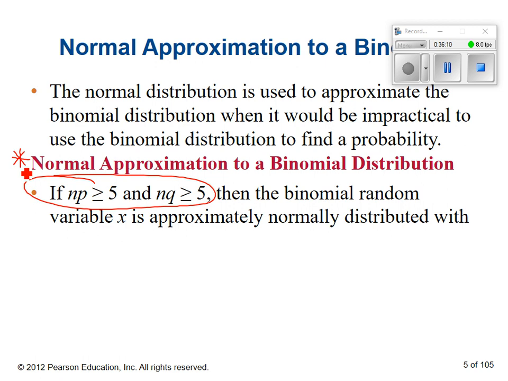If it does work, if both of these, when you do that multiplication, are larger than 5, then we'll continue on and try to normally approximate the situation, whatever it is. Before you can do this, what things are you going to have to find? N, p, and q. You've got to find those three things.